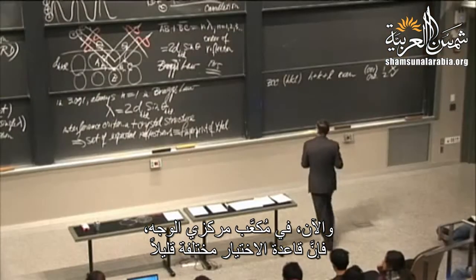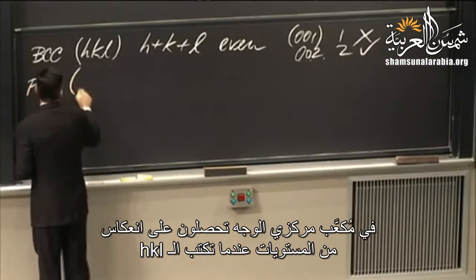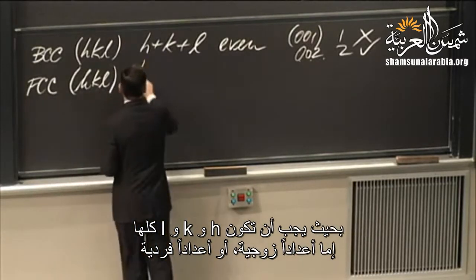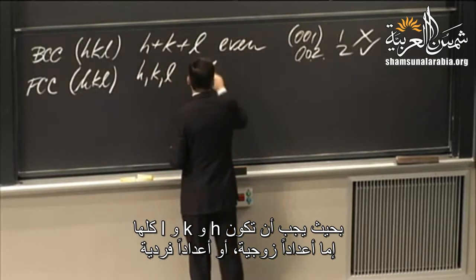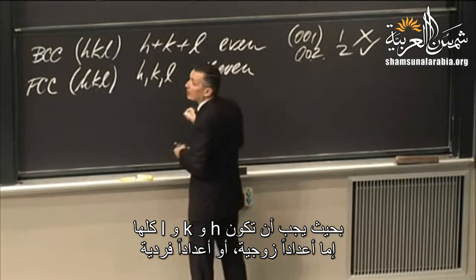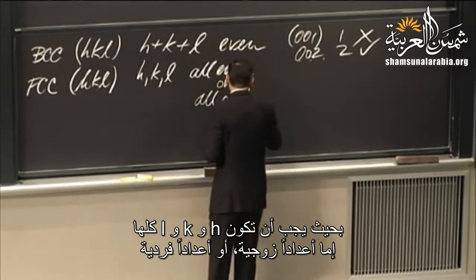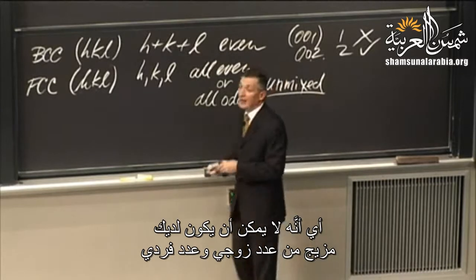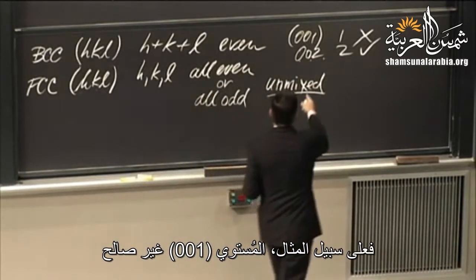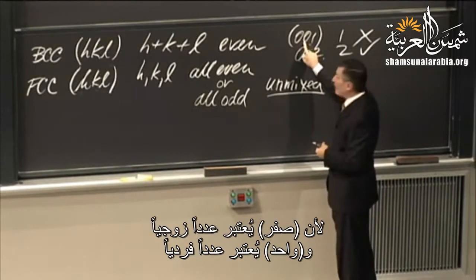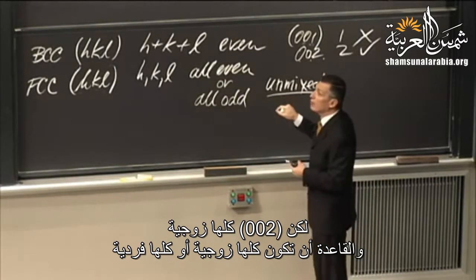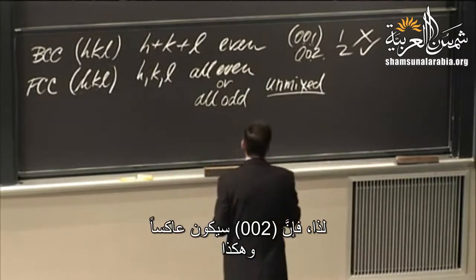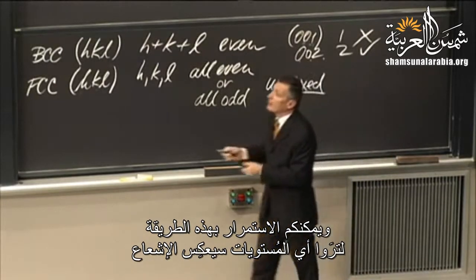And now in FCC, the selection rule is a little bit different. In FCC, you get reflection from planes when you write the HKL such that H, K, and L must be either all even numbers or all odd numbers. Or some people like to say unmixed. Some crystallographers say unmixed, meaning you can't have a combination of even numbers and odd numbers. So for example, 001 won't work because 0 is even, 1 is odd. But 002, all even or all odd, there you go, unmixed, so this will work, and then so on. So you can go through and see which ones work, all right?